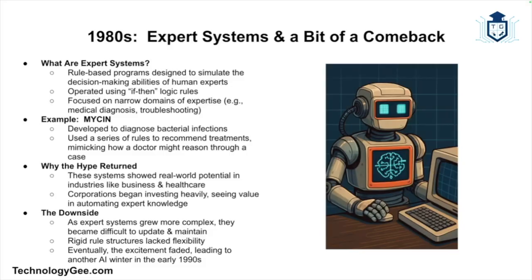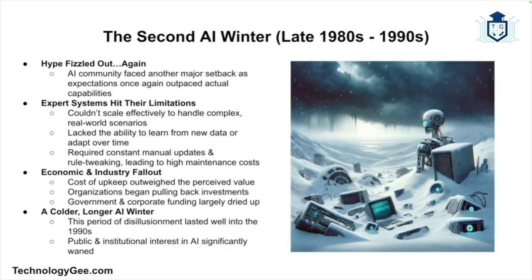And then we headed into what is called the second AI winter. This took place in the late 1980s going into the 1990s. So once again, the hype train had crashed. The reasons are that expert systems couldn't scale, they couldn't learn from new data, and maintenance was expensive. Once again, funding dried up, and this second winter was colder and lasted longer.